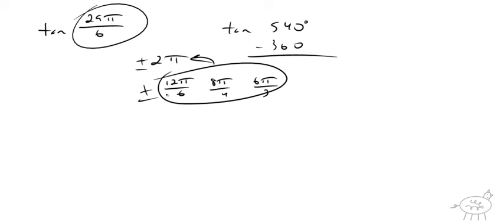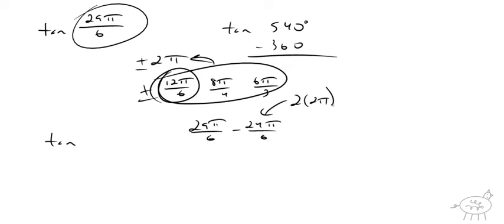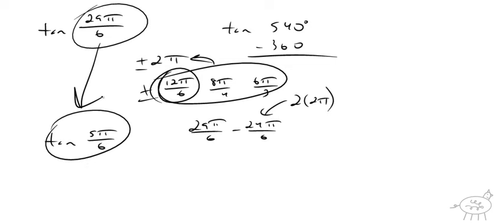So how many 2 pi's can you subtract from 29 pi over 6 without making it negative? Well, think about it. How many 12 pi over 6 is going to go into 29? 2 of them, right? 2 times 12 pi over 6 is 24 pi over 6. So truly, I'm going to rewrite this as tangent of 29 pi over 6 minus 24 pi over 6, which is 2 pi's. It gives me tangent of 5 pi over 6.